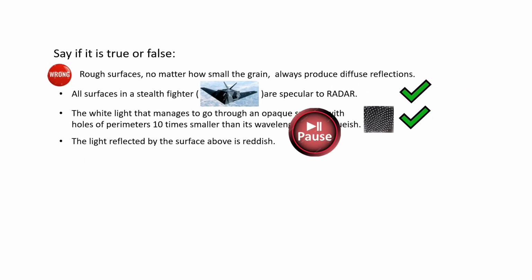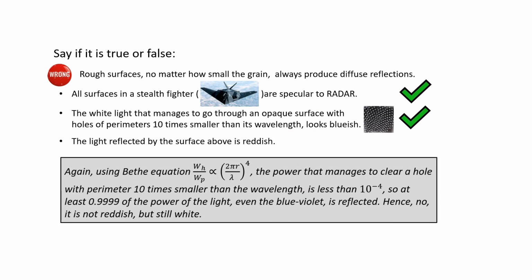The light reflected by the surface above, the one with the holes, is reddish. Again, using the Bethe equation, the power that manages to clear a hole with perimeter 10 times smaller than the wavelength is less than 10 to minus 4. So at least 0.9999 of the power of the light, even the blue-violet, is reflected. Hence, no, it's not reddish, but still white.